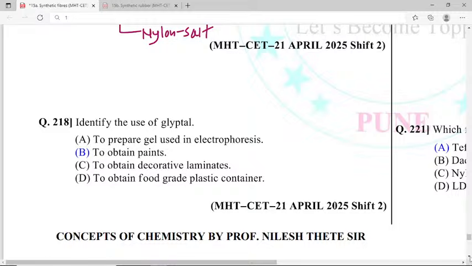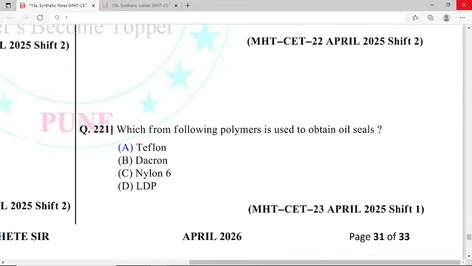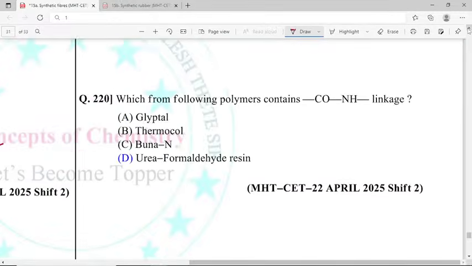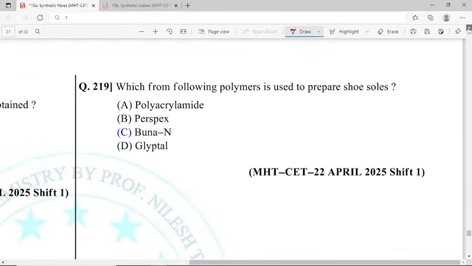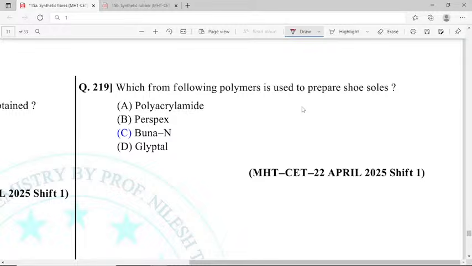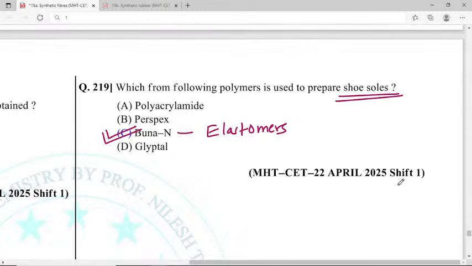Identify the use of glyptal. Many times this question is asked. It is used as a paint. Glyptal, paint. Always remember, many times this question is asked. Which from following polymer is used to prepare shoe soles? Buna-N is an elastomer. The elastomer is used for making shoe soles. Next question.